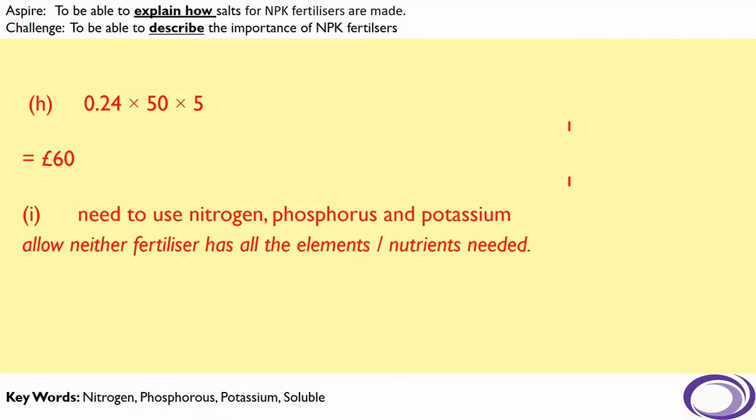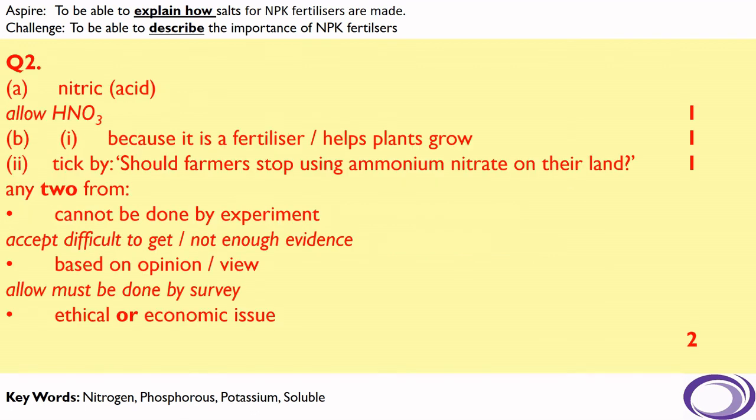You could have said that he needed all of the nutrients, and neither of those fertilisers did have nitrogen, phosphorus and potassium in them. For 2A, the acid would be nitric acid. B, because it is a fertiliser and it will help plants grow. And the question that could not be answered by science was, should farmers stop using ammonium nitrate on their land? And the 2 reasons why is it can't be answered by an experiment, and it's based on opinion. You could also say that it's an ethical or economic issue.